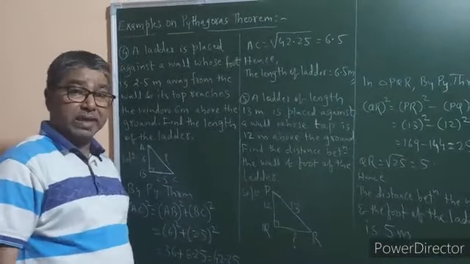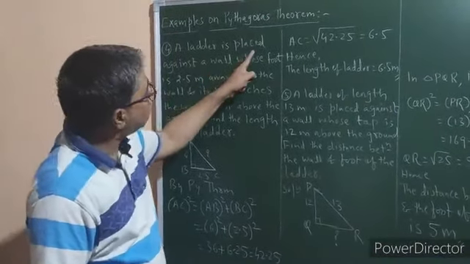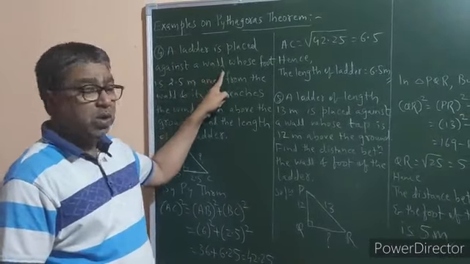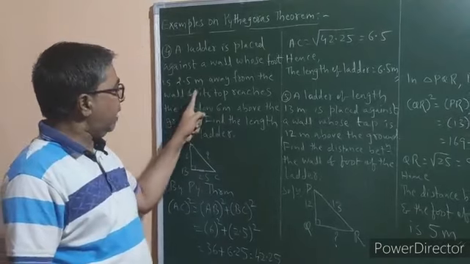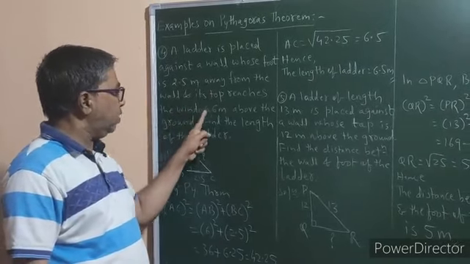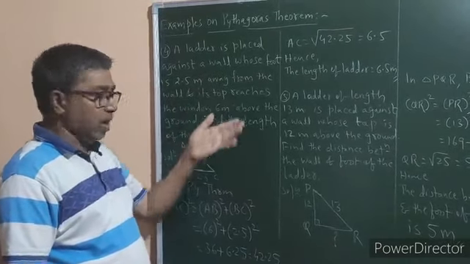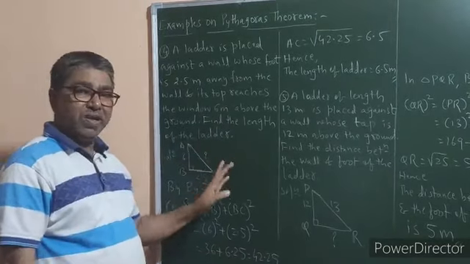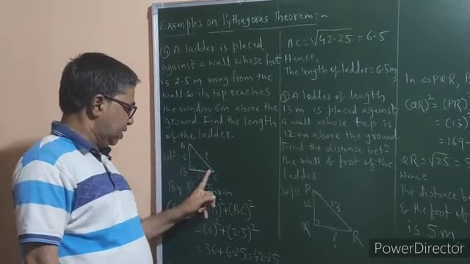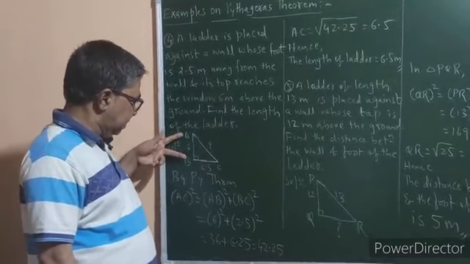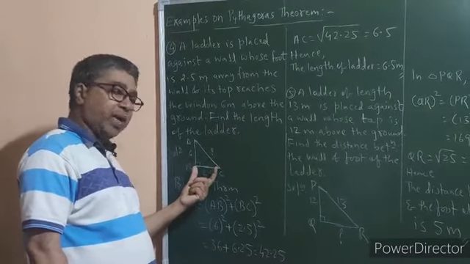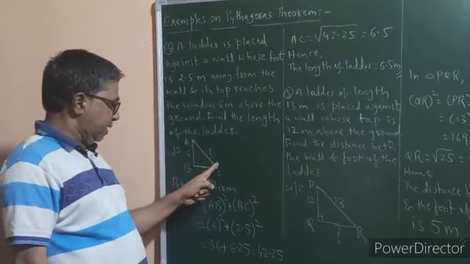So coming to the fourth example, a ladder is placed against a wall whose foot is 2.5 meter away from the wall and its top reaches the window 6 meter above the ground. Find the length of the ladder. So this is triangle ABC where angle B is 90 degrees. This is part of the wall, this is part of the ground, and this is the ladder.